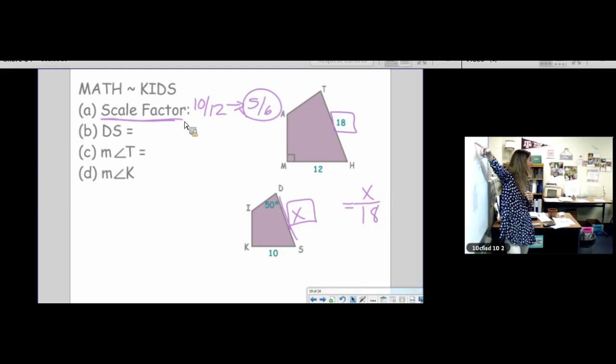Oh, good. You could use 5 over 6 or you could use 10 over 12. They're the same thing, okay? So you can just take it right from the picture, but you could totally use 5 over 6. Very good. All right, everybody, cross multiply and divide.